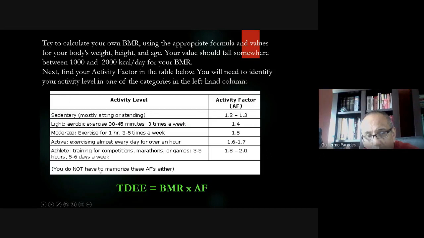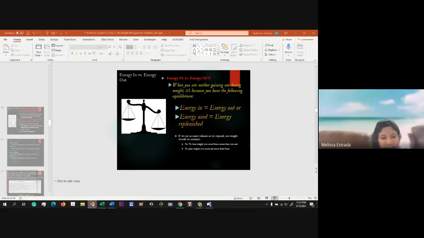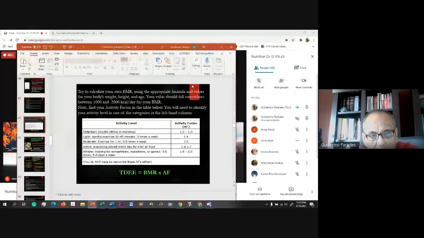As it says here, you do not need to memorize these activity factors. When I give you a question, I'm going to give you the activity factor, and the rest you're going to calculate. In my case, I do exercise 1 hour, 3 to 5 times a week. That is the minimum I do, so I multiply by 1.5. My BMR was 1,896, so calculate yours too. That means my TDEE will be 2,844. Okay, everybody got your calculation? Everybody got it? Yeah. Okay, perfect. Now I'm going to do another slide here, and I'm going to start doing this.